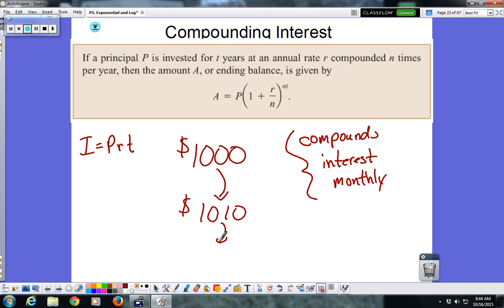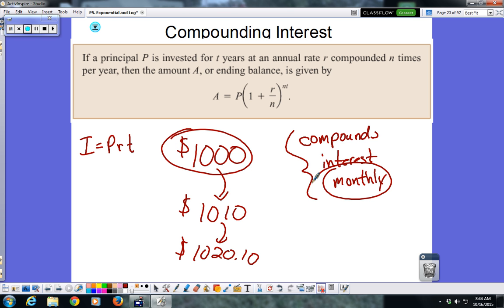After 2 months, you're earning interest not just on the 1,000, but on the 1,010. So you don't earn $10 in interest anymore. You earn 1% of this, which is actually $10.10. So you now have $1,020.10. After another month, you're no longer earning interest on just 1,000. You're now earning interest on $1,020.10. So your interest is also gaining interest. And how often do they do that?